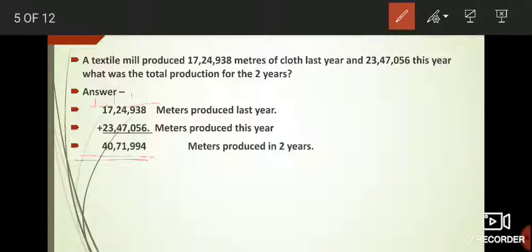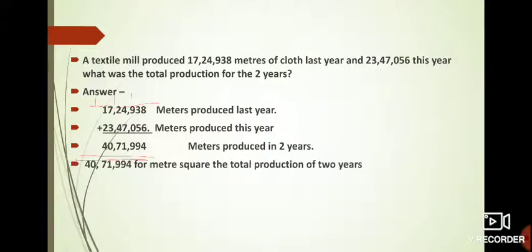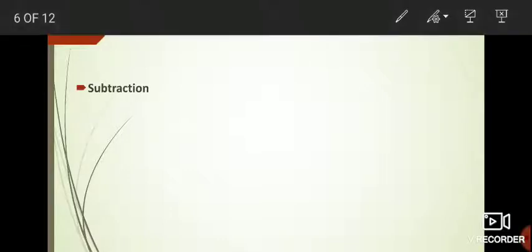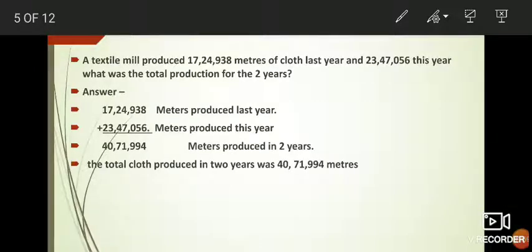So total meters of cloth produced in 2 years is 40,71,994 meters of cloth produced in 2 years. So the total cloth produced in 2 years was 40,71,994 meters. Okay, now we will see examples based on the subtraction.